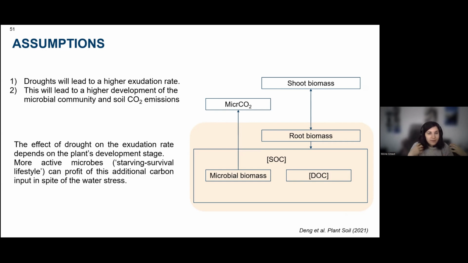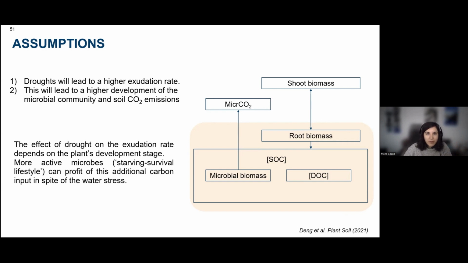So when we have this very active microbial community, they could profit from the additional carbon. But for other simulations that we conducted with a less active microbial community, with, for instance, lower maximum carbon uptake rates, the microbial community suffered more from water stress than they profited from the additional carbon. And so those were our two assumptions.